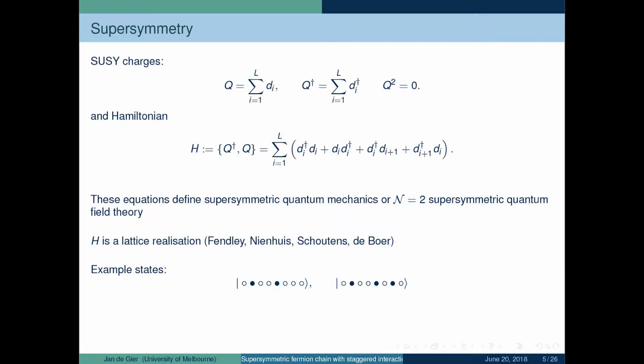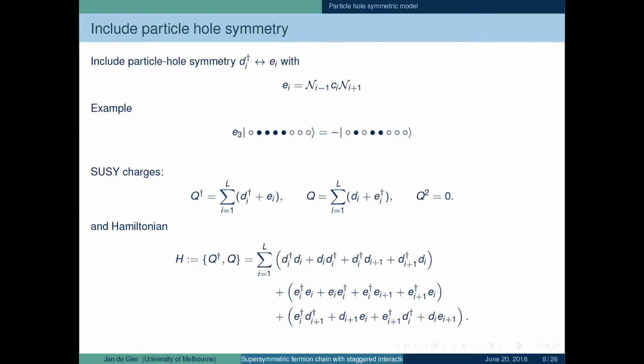And Bernard had thought of maybe we should also include a manifest particle hole symmetry. So we should be able to have fat holes as well, right? So if you have three fermions in a row, you can remove the middle one. So that's what we started looking at.